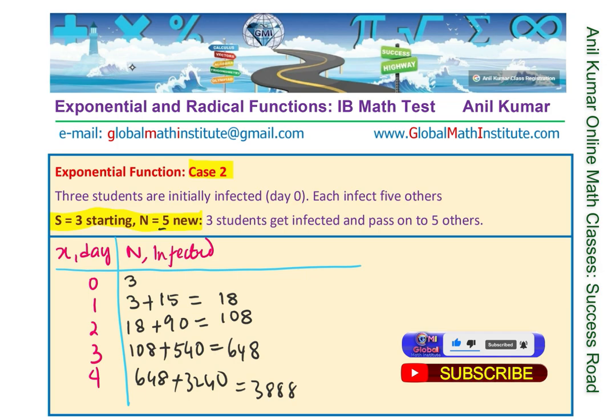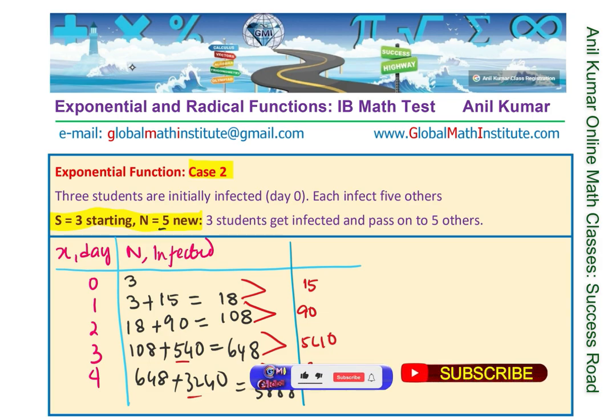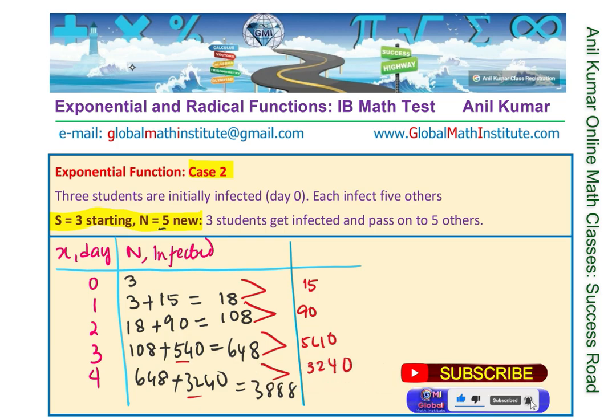Clear. So now, if you find the first difference, what do you get? Well, you see how many are getting infected: 18 minus 3 is 15, and then 108 minus 18 will be 90. And then this minus this will be 540 additional infected, correct? And then we have 3240. As you can see from these numbers, they are actually rapidly increasing.